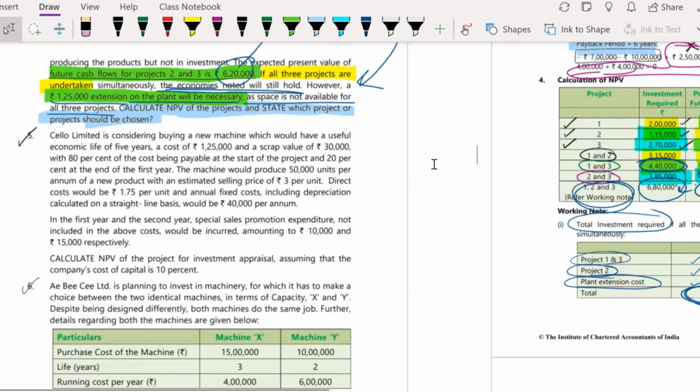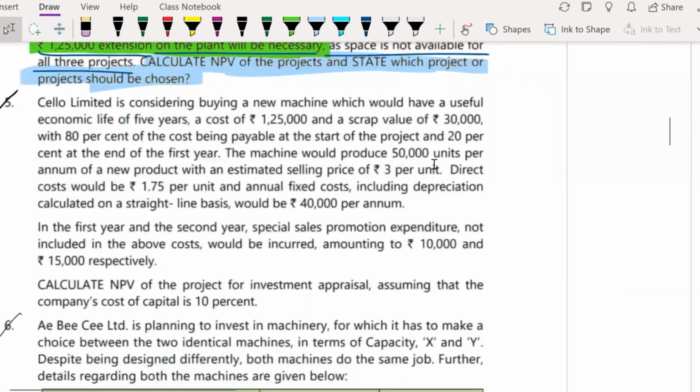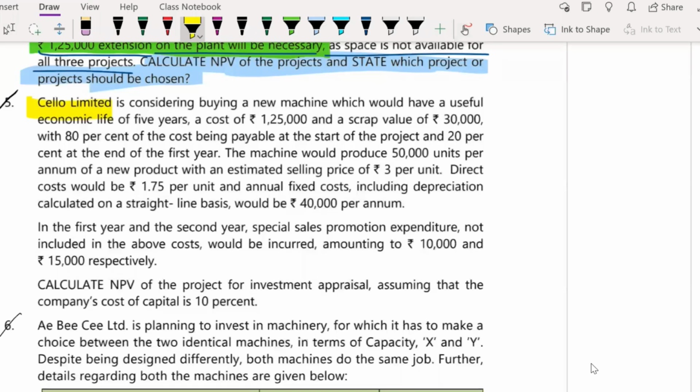Okay, fine. So question number 5. They are telling you that Cello Limited is considering buying a new machine which would have a useful economic life of 5 years. So the useful economic life here is 5 years. The cost of that new machine will be 1,25,000 and the scrap value will be 30,000.